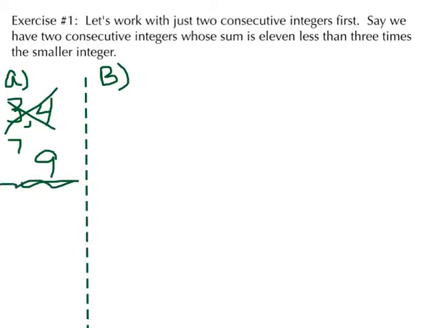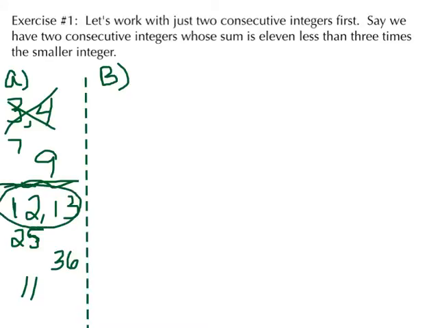Let's try 14 and 15, or let's try 12 and 13. If I add those together, that's going to give me 25. If I multiply 12 times 3, it's going to give me 36. If I subtract 11 from 36, I'm going to get 25. So 25 is 11 less than 3 times 12. So therefore, 12 and 13 are my two consecutive integers.